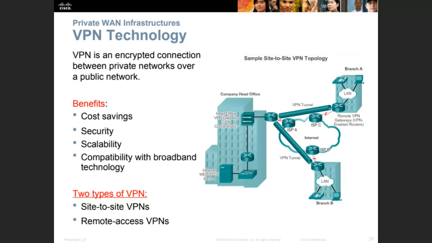VPN is a virtual private network. It's an encrypted connection between private networks over a public network like the internet. Benefits: cost saving, security, scalability, compatibility. We have two types of VPN, site-to-site and remote access VPN.